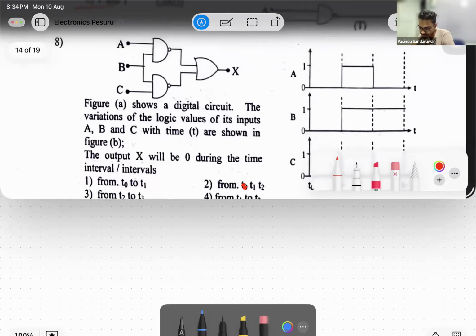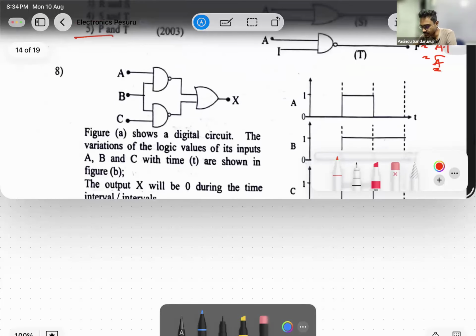Right. Figure shows a digital circuit. The variations of the logic values of the inputs ABC with time T are shown in figure B. The output X will be 0 during the time intervals. Okay. Write the Boolean expression. Don't apply time intervals first before you take the Boolean expression. Once you get the Boolean expression, then you can check against the expression. That is way easier. So get the expression first.